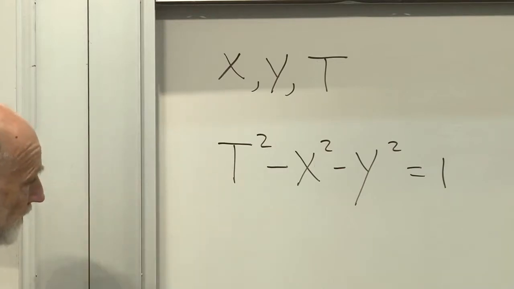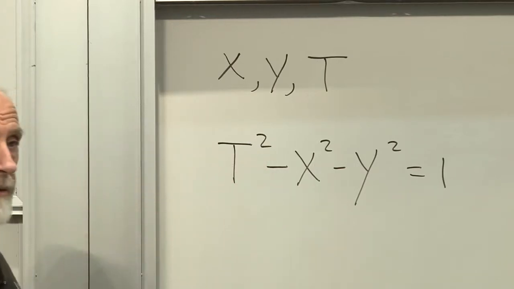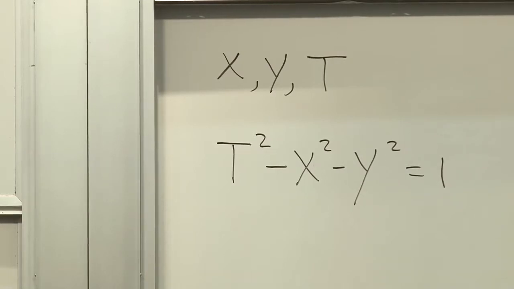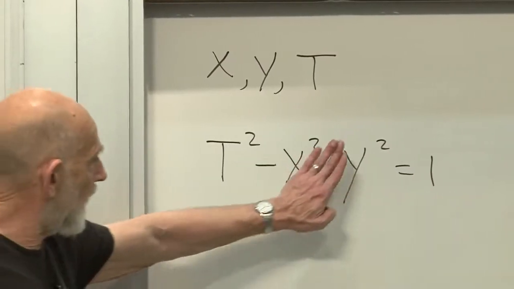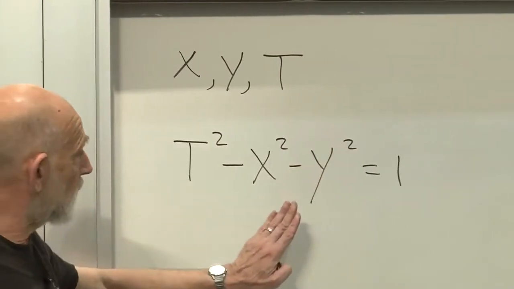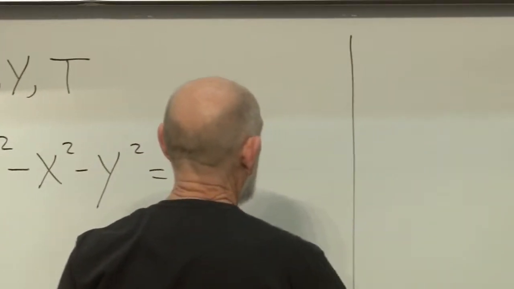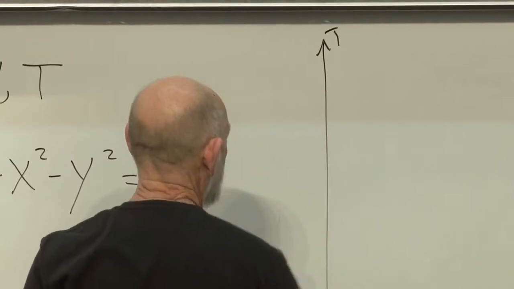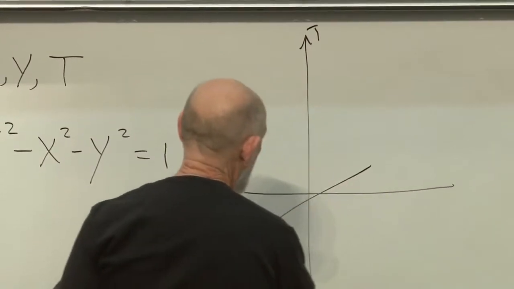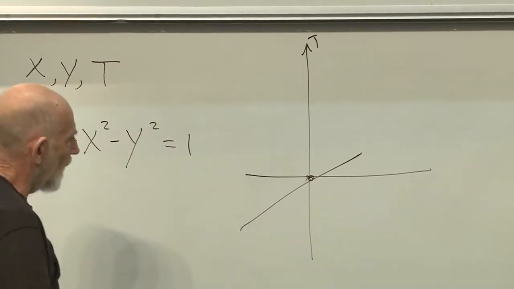Do you know what kind of surface this is? With a plus sign, it's a sphere. It's a hyperboloid. If you only had one of these, it would be a hyperbola. With two of them, it becomes a hyperboloid. And here's what the hyperboloid looks like. Plot t upward, x and y horizontally. And now draw a cone.